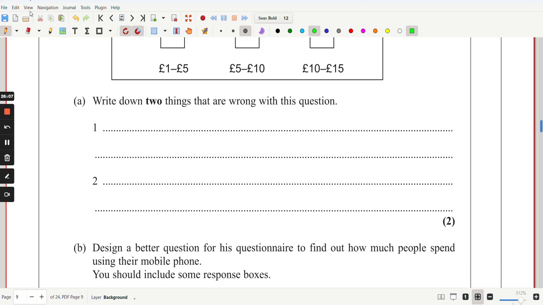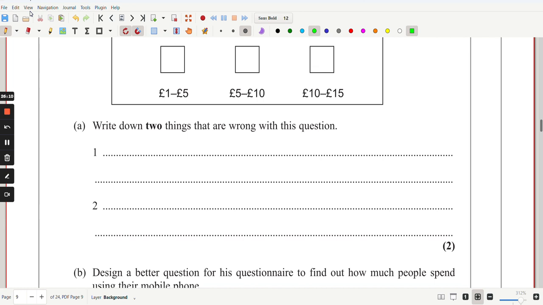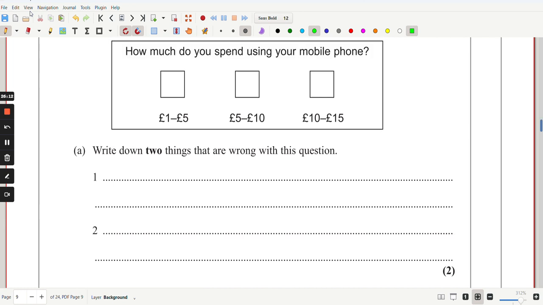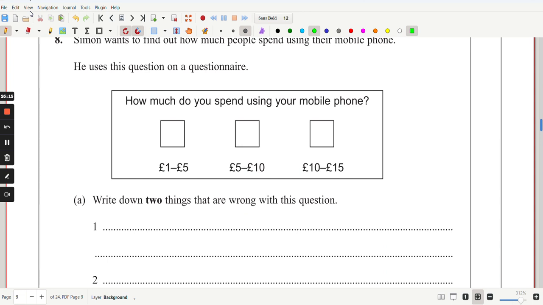In this questionnaire, you can rearrange the question itself. Instead of saying how much do you spend using your mobile phone, you should mention time. So you could write how much do you spend using your mobile phone a month, or today, or last week, or a week. So first of all, there is no time scale.